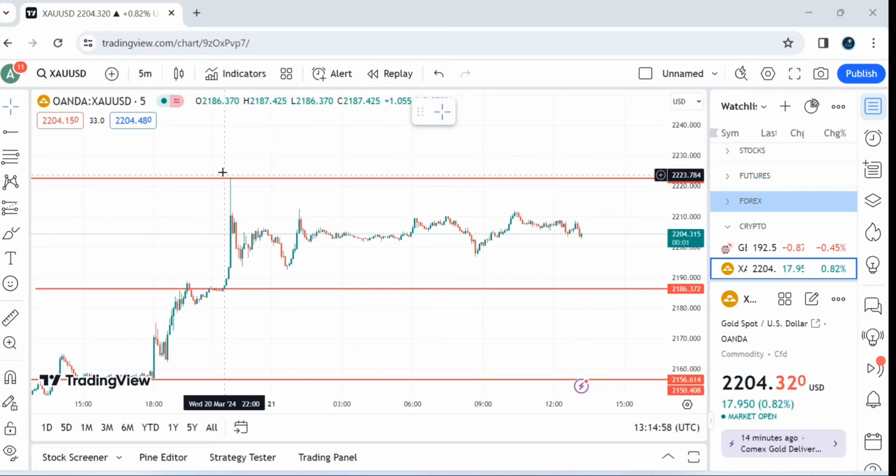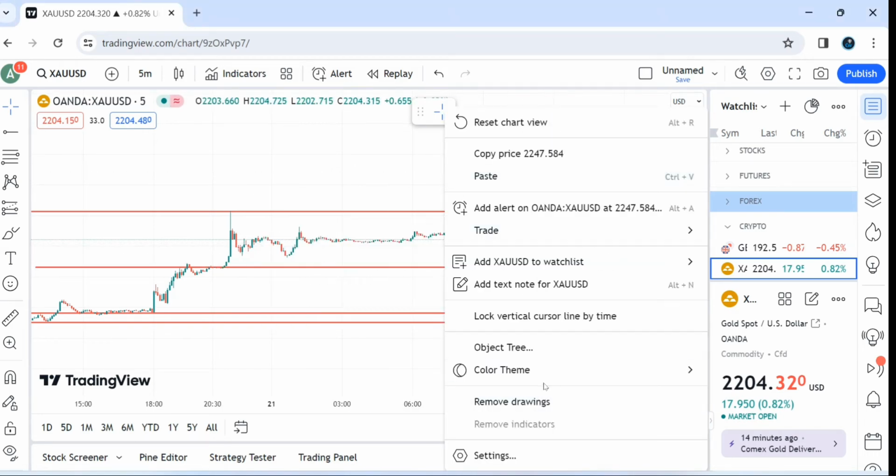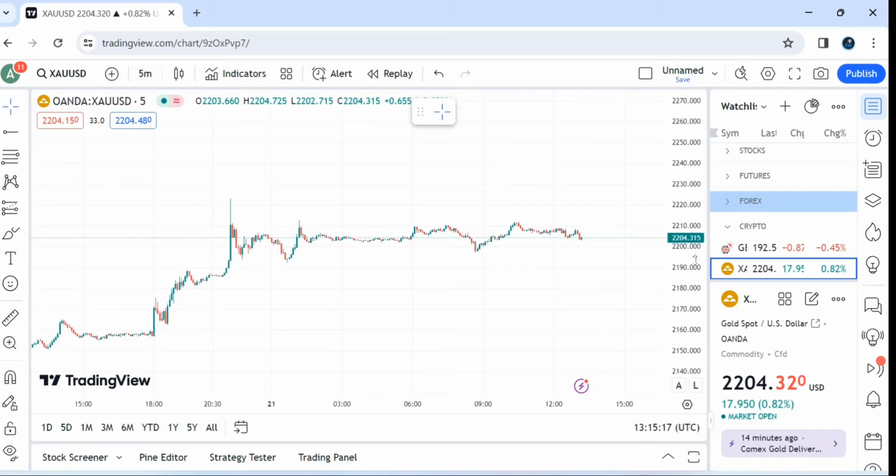Now basically, you can use this strategy for any pair, but I'll be using the gold pair as a case study, and that is XAUUSD. What you can see on my screen, these lines are part of my strategy, but I'll go ahead and remove all the drawings on my screen.